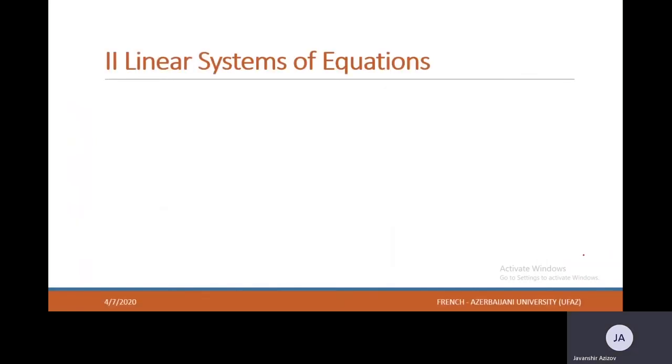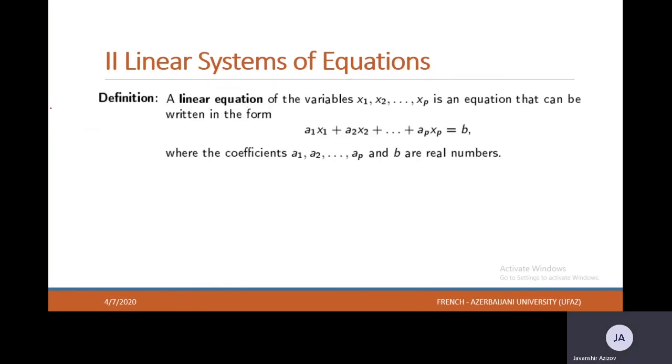Hello guys, in this video I'm gonna talk about linear systems of equations. First I'm gonna give you the definition of a linear equation. This type of equation is called a linear equation. Here the coefficients a1, a2, ap and b are real numbers. The variables x1, x2, xp are of powers 1.